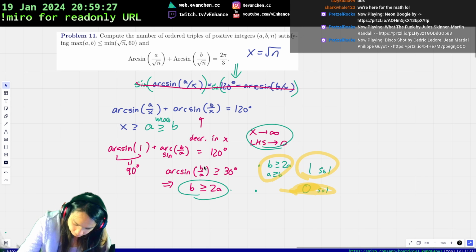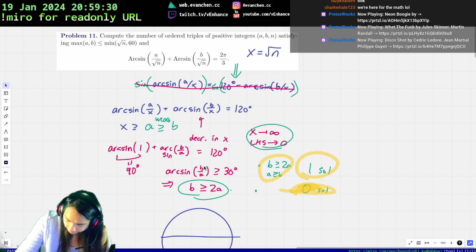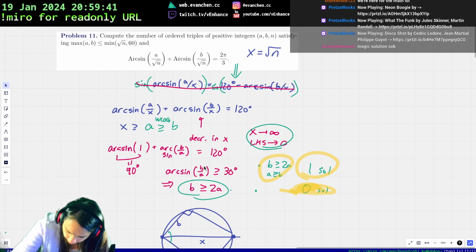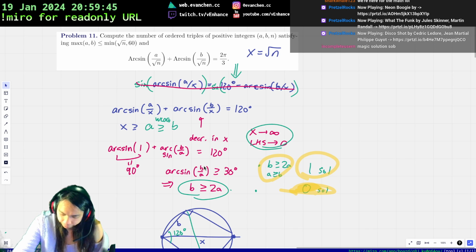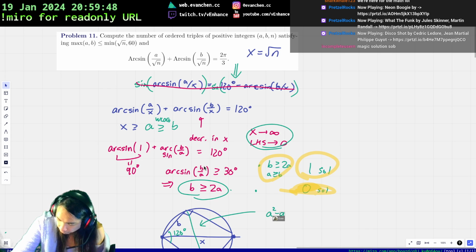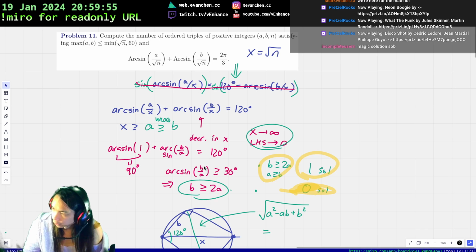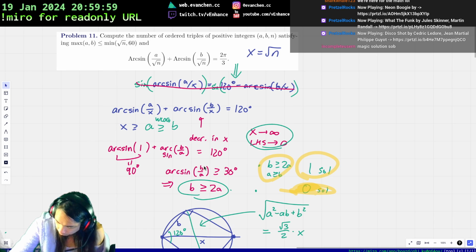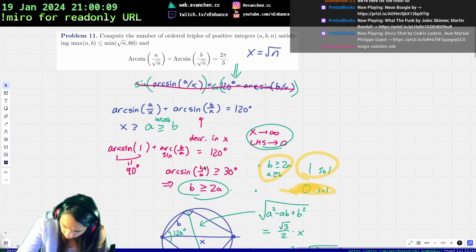So if there is a solution at all, here's what I'm going to do. I'm going to construct a circle with diameter x, and we're going to let this be b, this be a. These are right angles because it's a diameter, so this is 120 degrees. Okay, so by the law of cosines, this thing here is the square root of a squared minus ab plus b squared. By the law of sines, because we're in a circle with diameter x and the angle cut out is 120 degrees, this will be root 3 over 2 times x. So x is exactly given by 2 over root 3 times the square root of a squared minus ab plus b squared. So when a solution exists, it corresponds to this value of x. And n, which is x squared, will be 4/3 times a squared minus ab plus b squared.